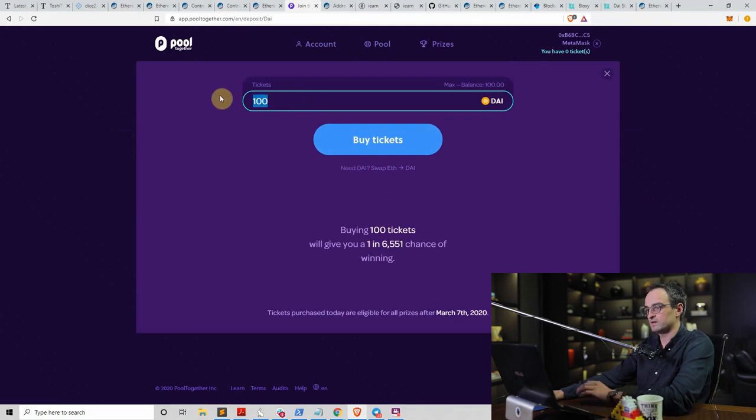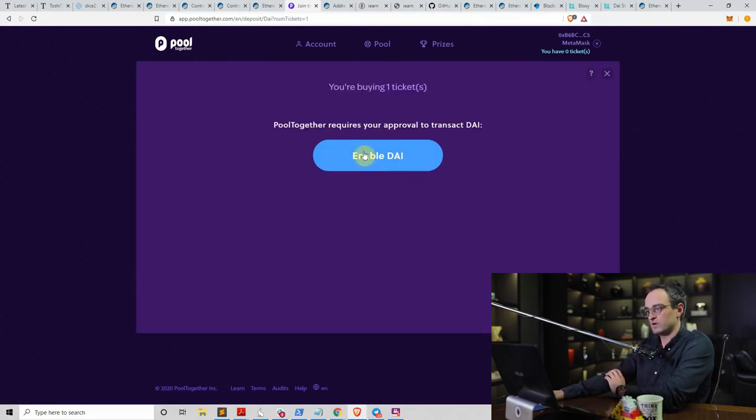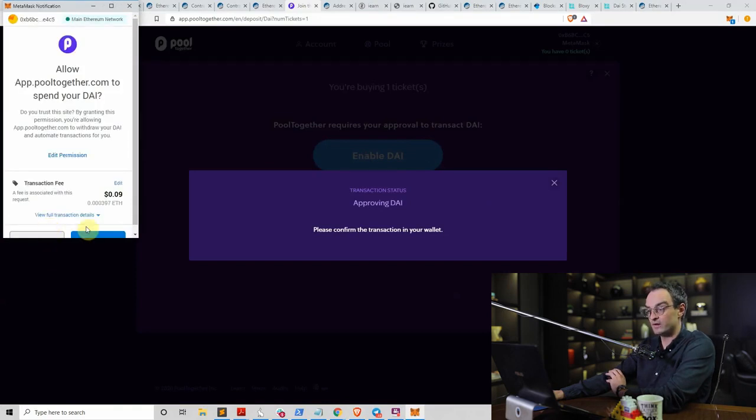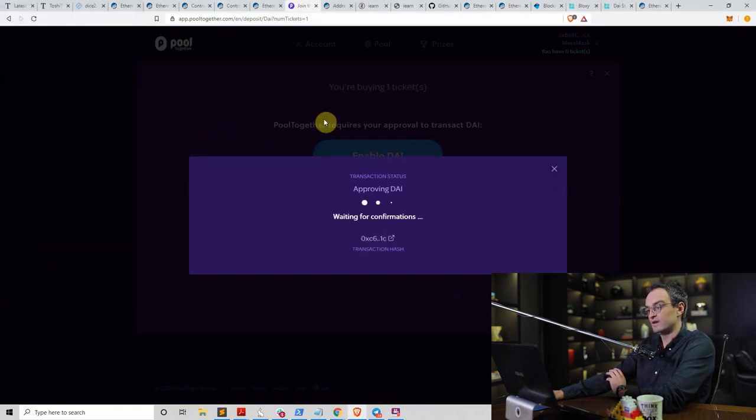I want to buy one ticket, and then I need to enable DAI to play with this ticket. So I enable it, I play with Pool Together, I put in one DAI, one ticket, and I can potentially now win the Pool Together prize. I will not go more in depth into the Pool Together workings, but we will do that later in the course, where we all together will purchase tickets and participate in the Pool Together lottery, and I will explain and show you exactly how it works.